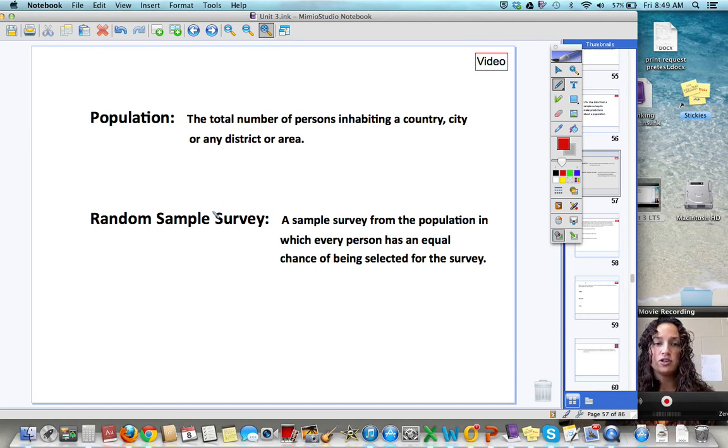A random sample survey is using that population that we just talked about. So in this population, it's the random people in that population where everyone has an equal chance of being selected. So I want you to copy this down so you can pause and copy.